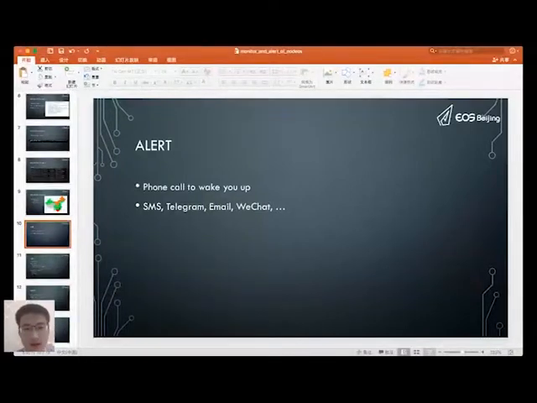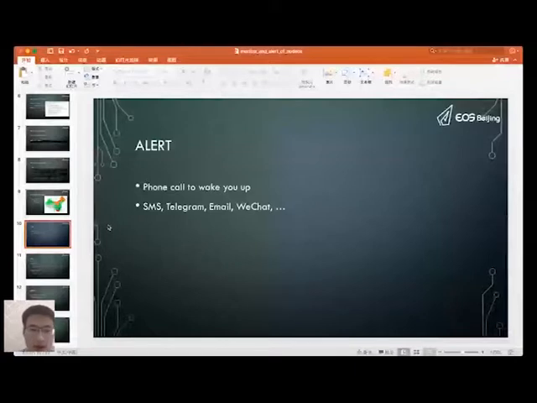So for the alert, I think you have to have at least 2 levels of alerts. The first one is important. You must have a phone call when there is something emergency, so it can wake you up to handle it. And the next level is whatever you want. You can use Telegram, SMS, email or WeChat. It depends on you.